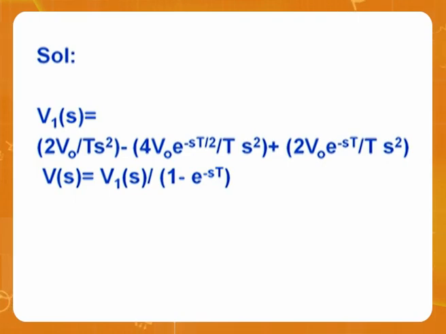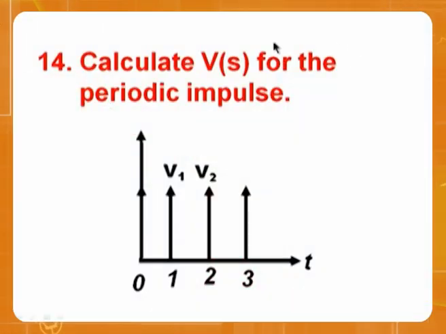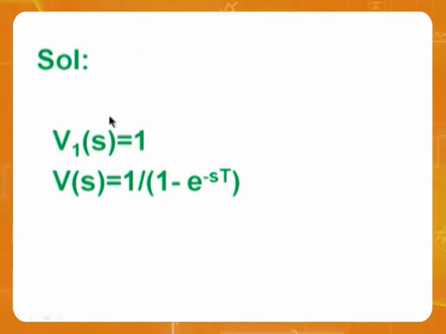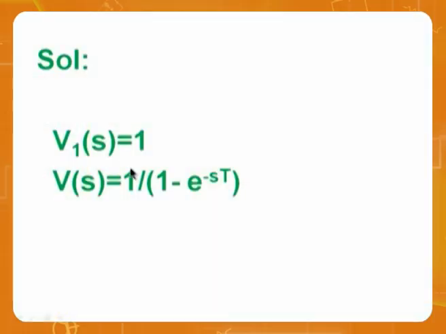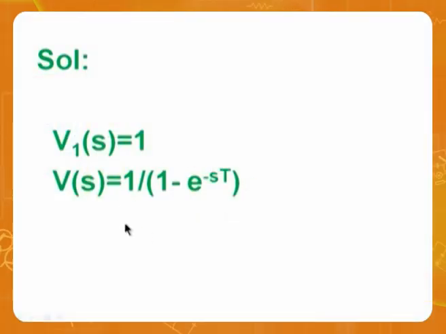Okay. Now 14. Calculate V of s for the periodic impulse. A very peculiar problem. This is impulse, this is impulse. Impulse is repeated. So how do you get the answer? Again the same answer. Whatever the Laplace of the first one divided by 1 minus e power ts. Laplace transform of impulse is 1. Please remember, Laplace transform of impulse is 1. So 1 I am writing here divided by 1 minus e power minus st. Thereby you can easily understand how this comes up. This is the answer for this.